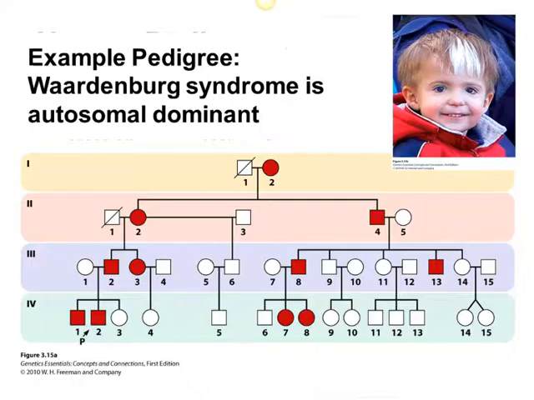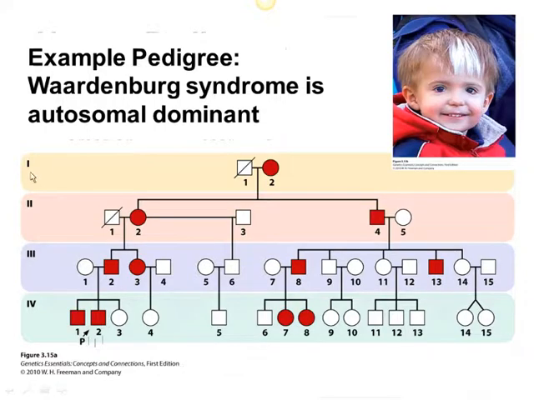The phenotype is, you can see the boy in the upper right hand corner. He has what's called the white forelock, which is that bit of hair at the front, and also deafness, not being able to hear. So that's part of the syndrome. There's some other symptoms, but those are the main ones. But what you're seeing here is a typical dominant pedigree, autosomal dominant. And here at the bottom you see the proband right here.